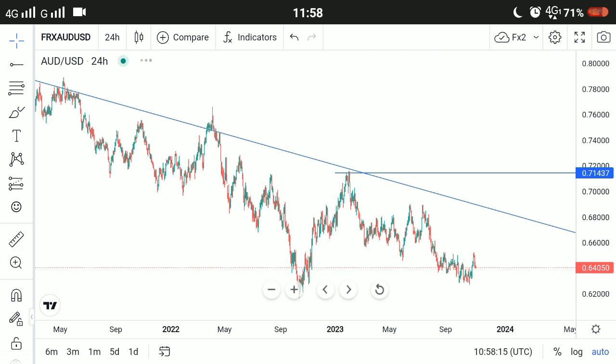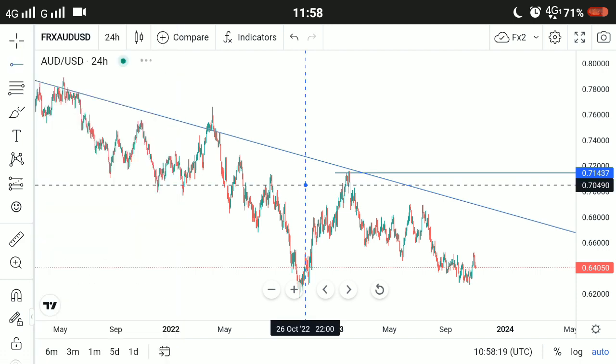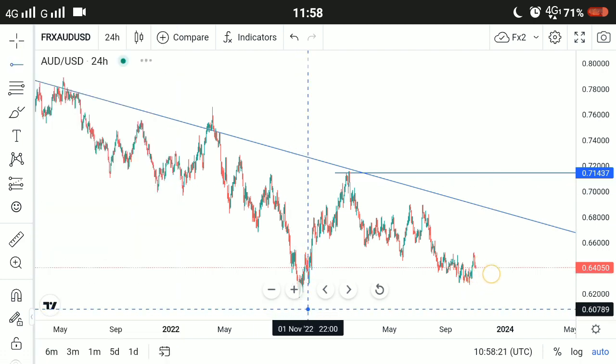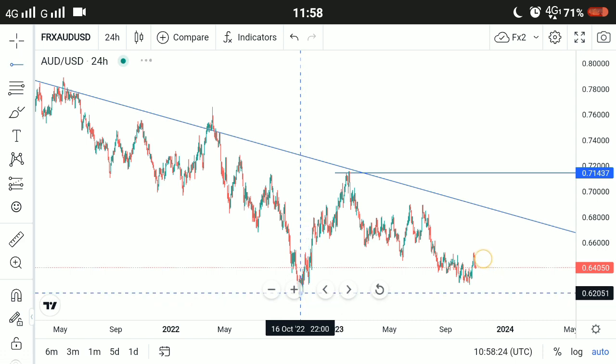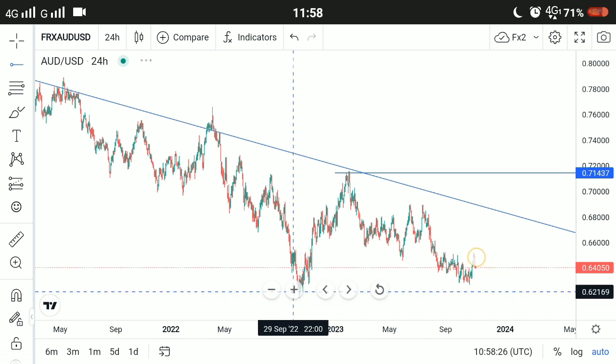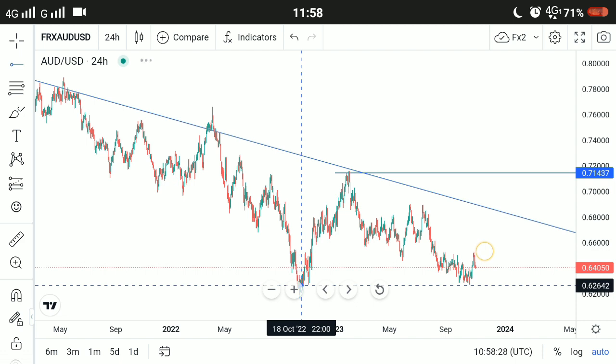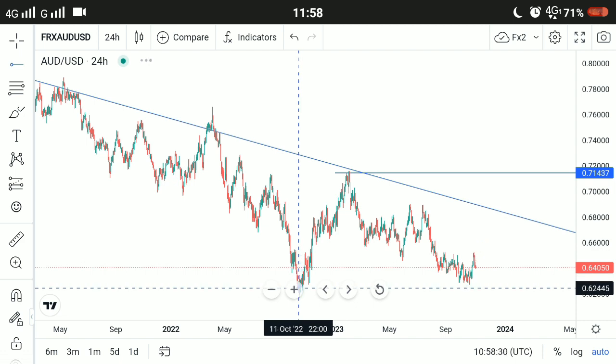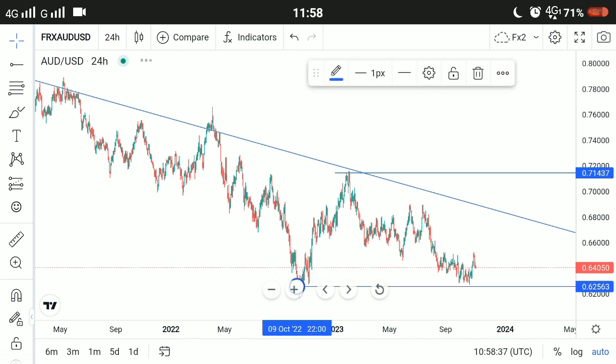Now that we have drawn the high, we move lower to join the low, the lowest point AUD has gone to. I think this is around last year, October. AUD got to a low of about 0.62563. Okay guys, now we have marked out the recent high and the recent low.